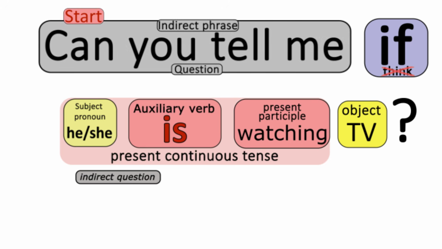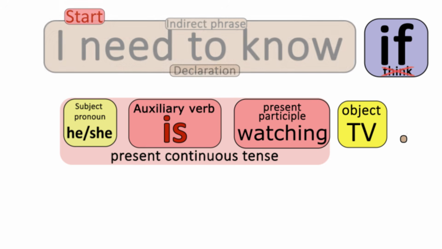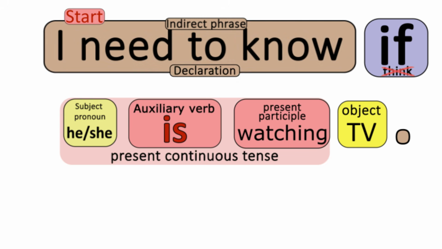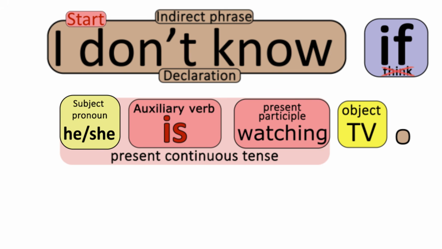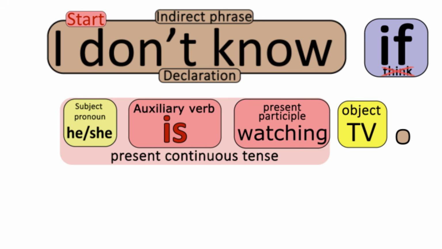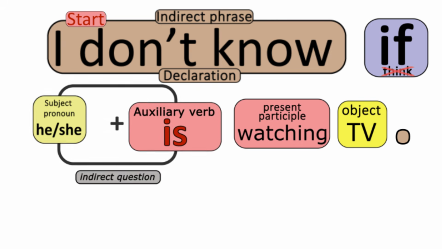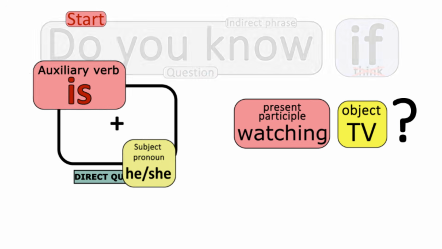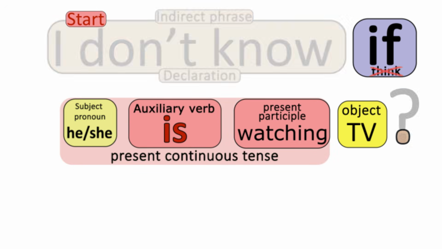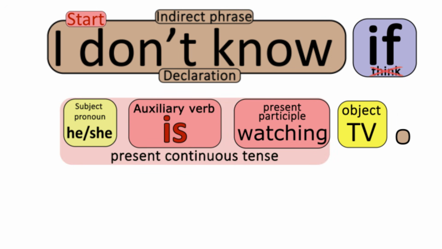Normally, the indirect phrase is a question, but sometimes it can be a declaration or a statement. So the order will be subject, auxiliary, verb, and object, like a normal sentence. So we have direct questions, indirect questions, and declarations or statements that follow the order of a normal sentence.